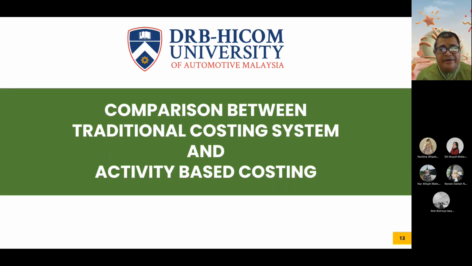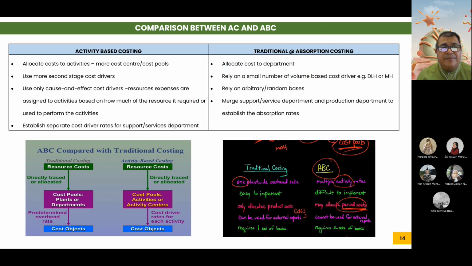Okay, this is the comparison between traditional costing system and activity-based costing. Very simple. Dan tadi pun kita boleh nampak dia punya differences between A, B, C and D, E, C. Okay, the first one is allocation cost of activity.